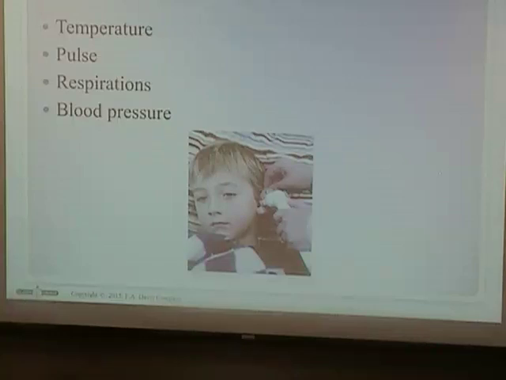Okay. If you don't have an ear thermometer, what's another way you can take his temperature? Tympanic works well. They got those great things there. And axillary. And how do you take an axillary temperature on a baby?